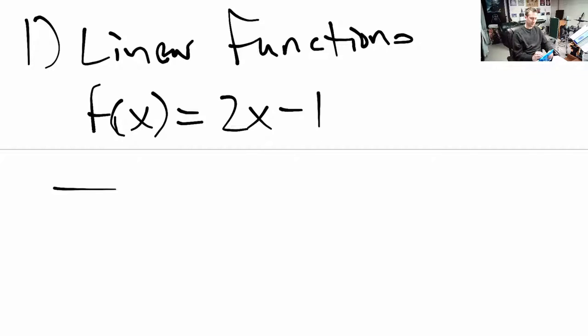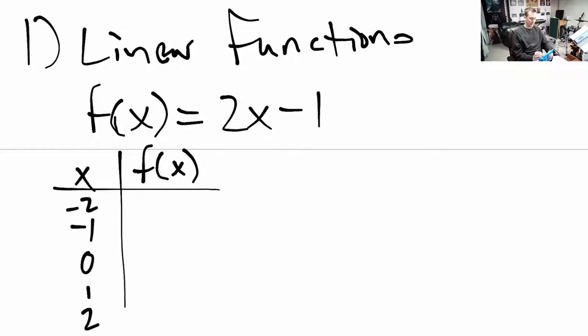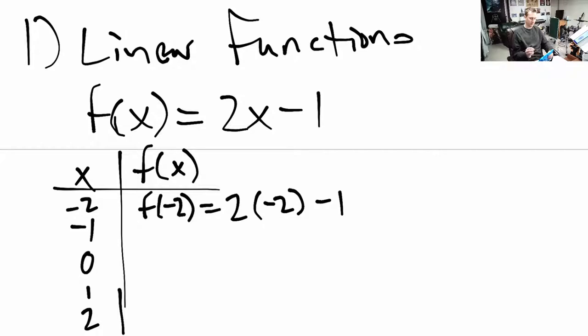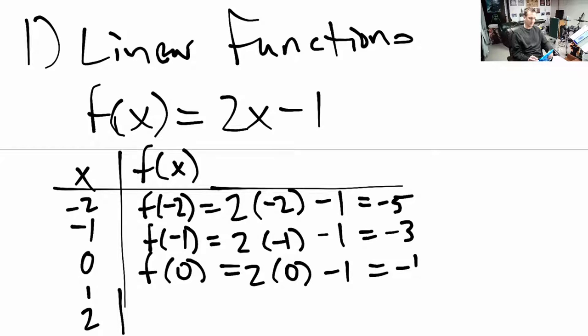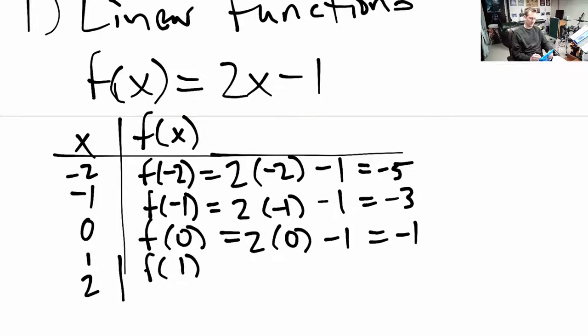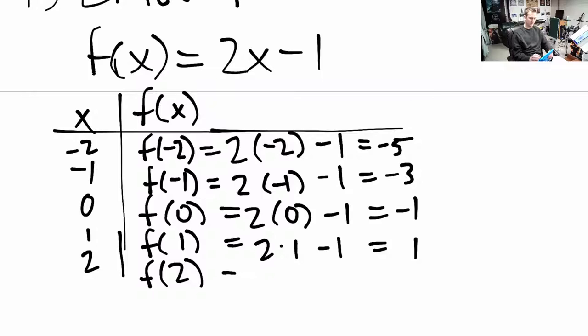So let's just make a quick table. x is the input, f of x is the output. And so what do we have here? Let's just plug in like 0, we'll plug in negative 1, negative 2, 1 and 2, and see what we get. f of negative 2 is 2 times negative 2 minus 1, which is negative 4 minus 1, negative 5. f of negative 1 is 2 times negative 1 minus 1, which is negative 3. f of 0 is 2 times 0 minus 1, which is negative 1. f of 1 is 2 times 1 minus 1, which is 1. And f of 2, last one on this table here, is 2 times 2 minus 1, which is 3.